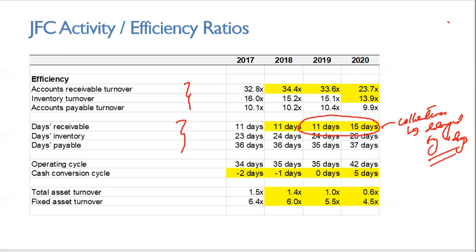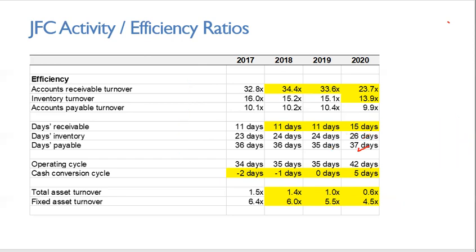Okay? If you look at inventory naman, the days is just 2 days. So konti lang yung adjustment. Days payable is 35 and 37 days. Okay? Now, let's define two terms, which is the operating cycle and the cash conversion cycle. The operating cycle is simply receivable days plus inventory days.